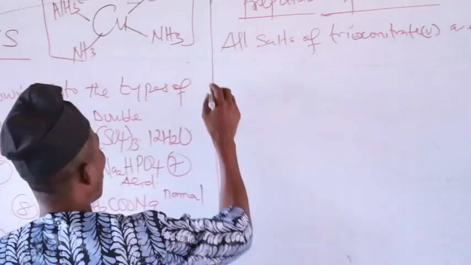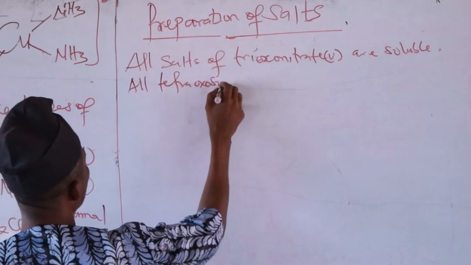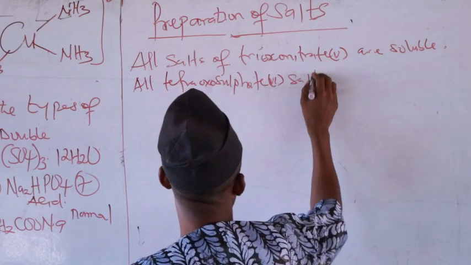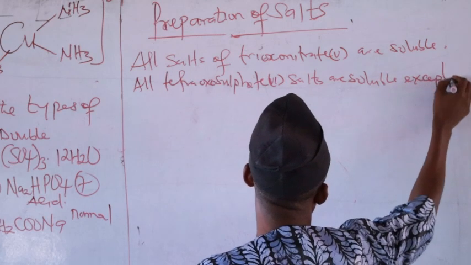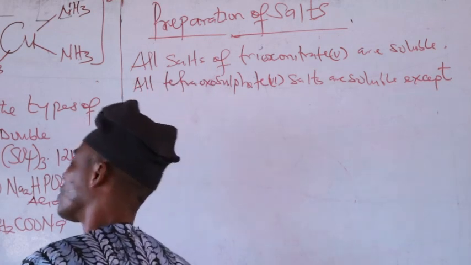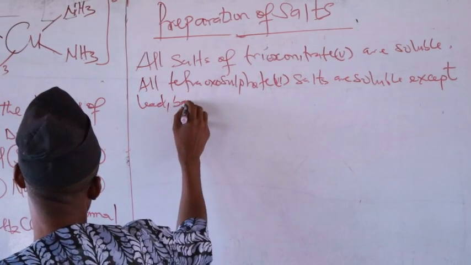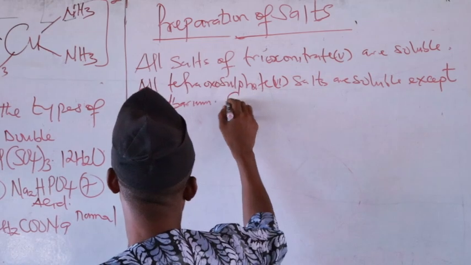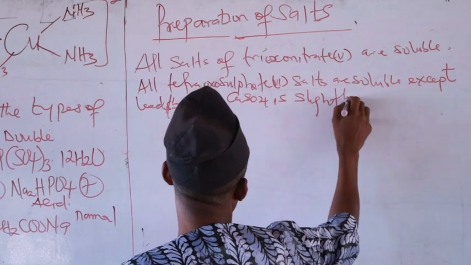Now let's look at all tetraoxosulfate 6 salts. They are soluble, except those of what? Except those of lead and barium. Calcium is slightly soluble.